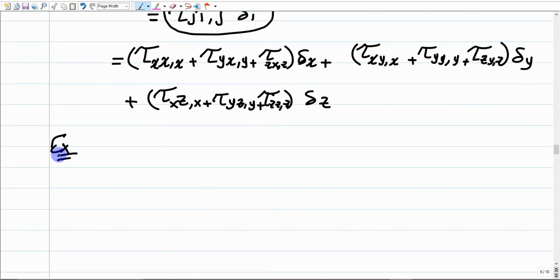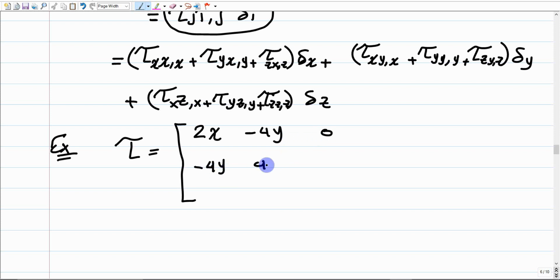How about if we do have this tensor tau given in this form, like 2x, negative 4y and 0. We do have here negative 4y and 4y squared, and there is 0 and 0, 0, and we do have 4xz. So if I ask you very quick, what is the type of this tensor? Is it symmetrical tensor or skew symmetric tensor? It is symmetric tensor. Why?